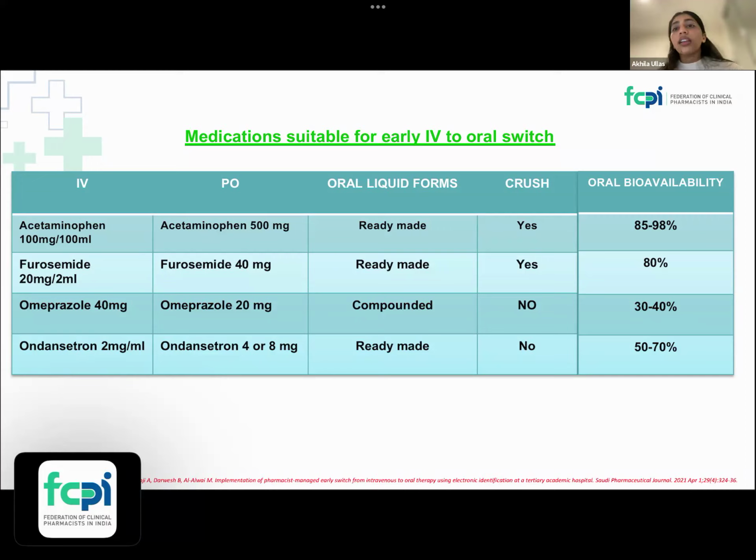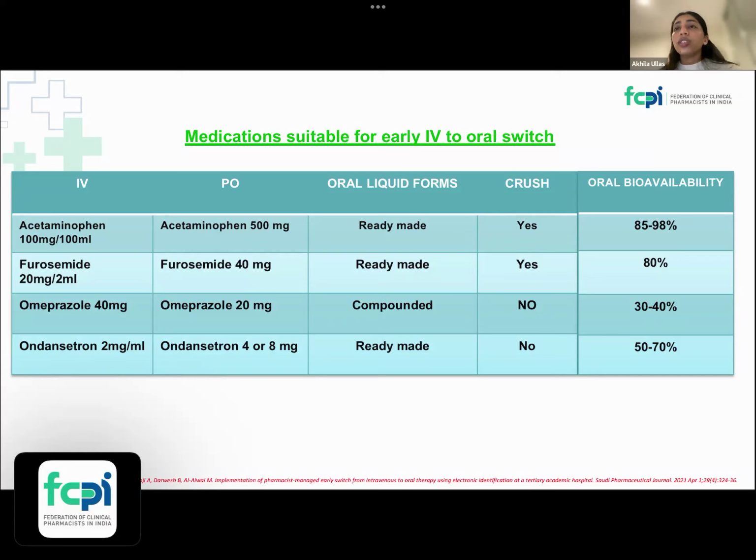Omeprazole and pantoprazole are enteric coated tablets. You cannot crush them, and their oral bioavailability is 30 to 40 percent. If you crush them, their bioavailability will be reduced again. And ondansetron, again it is readymade. You can't crush it. Again, it has more than 50 percent oral bioavailability. See, these are some of the examples. There are many such drugs, fine.